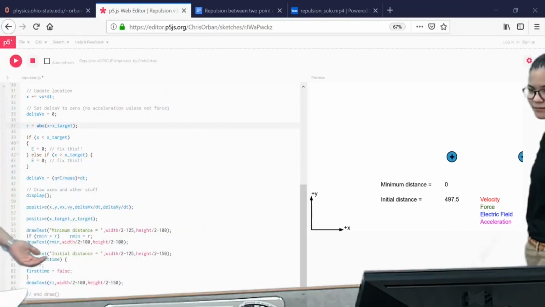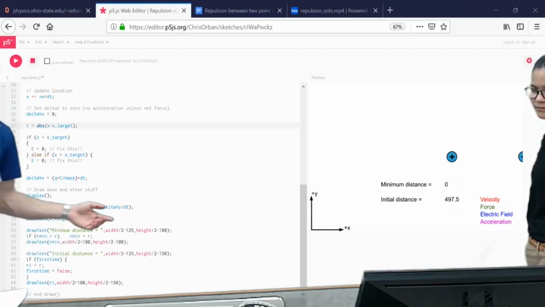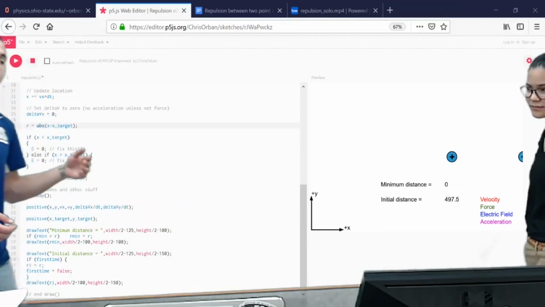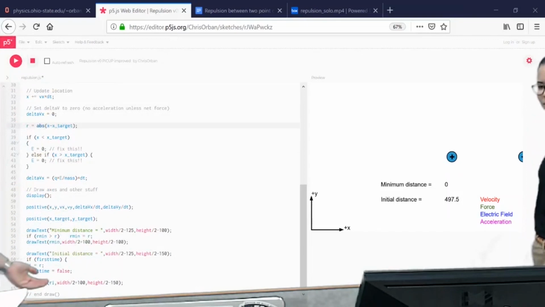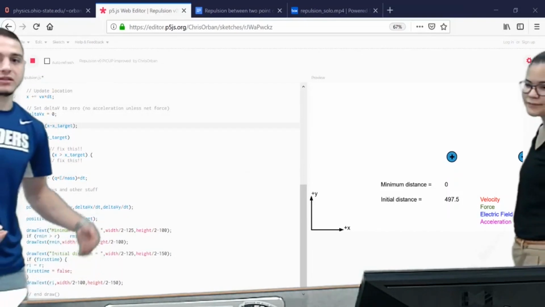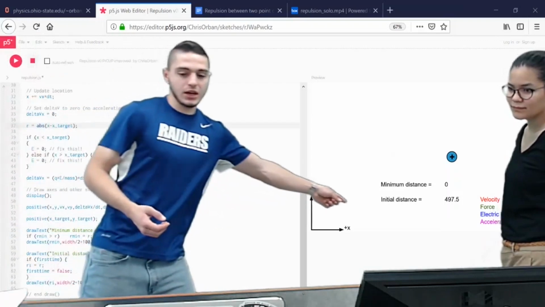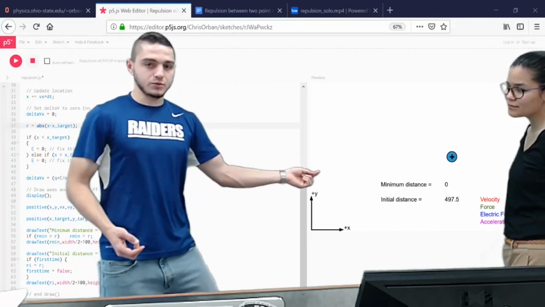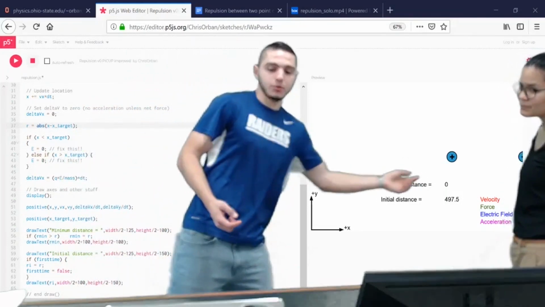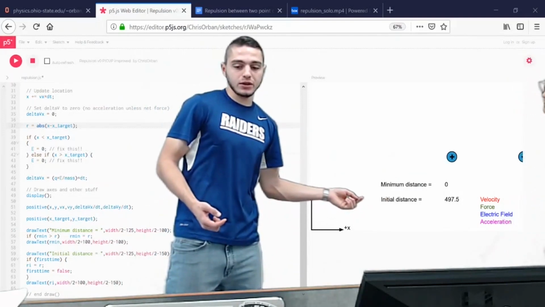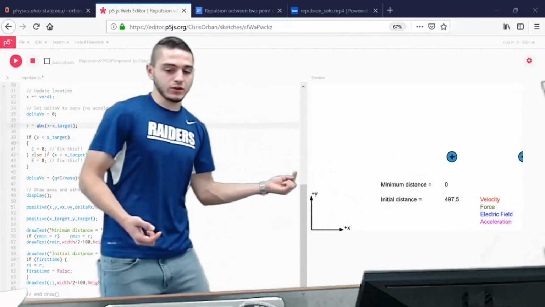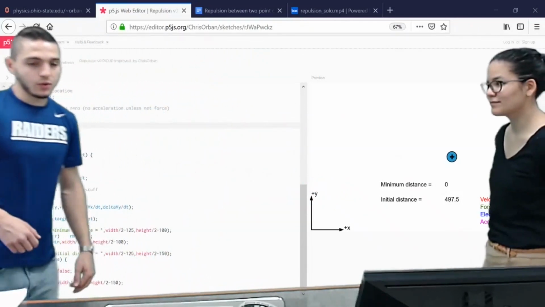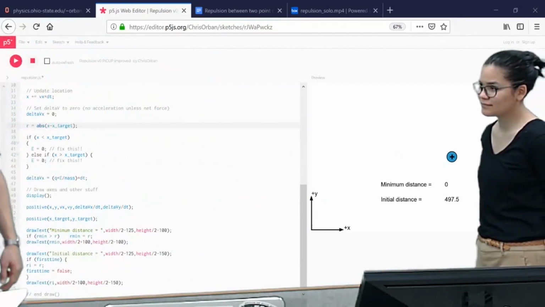Remember before, we had R commented out, so we didn't have any minimum distance to calculate. Now that we put that in, it runs all of this code down here, which draws out what we're seeing and does these calculations. As the incoming particle comes closer and closer to the target particle, it calculates that minimum distance for us. It also shows us what the initial distance was, which we had at around 500. So now we can move on into our electric field.